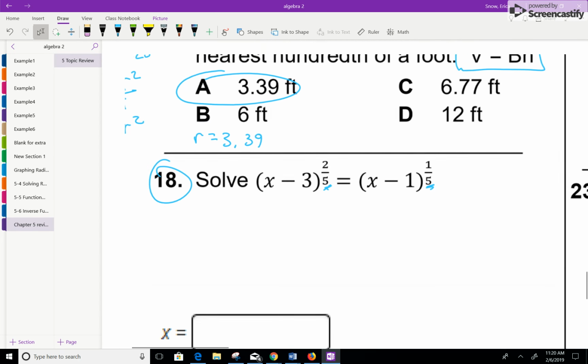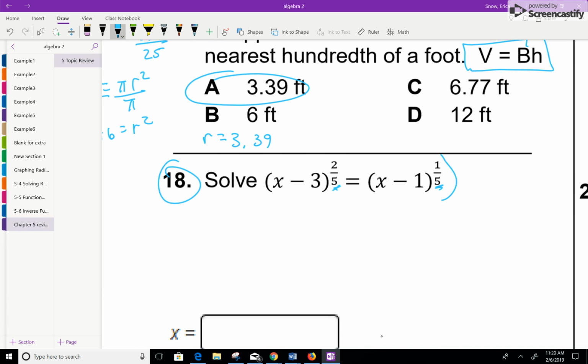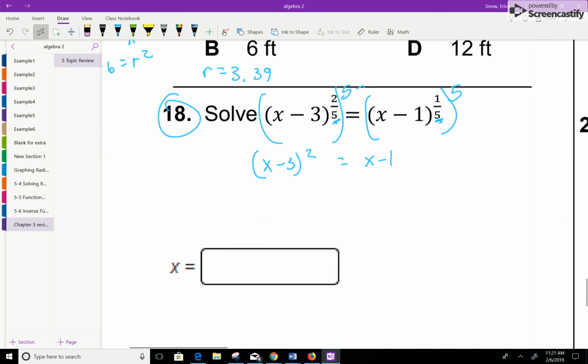Okay, with this one, number 18, notice that there is a 5 in the denominator of both of those exponents. So we are going to raise both sides of this equation to the 5th power. What happens then is that we get x minus 3 squared is equal to x minus 1. Because 2/5 times 5 is 2, 1/5 times 5 is 1. And now we have a quadratic that we know how to solve.